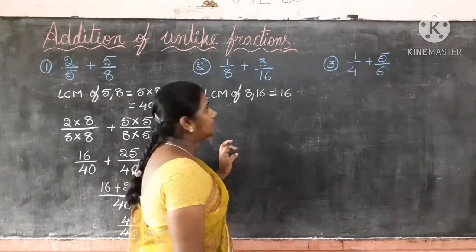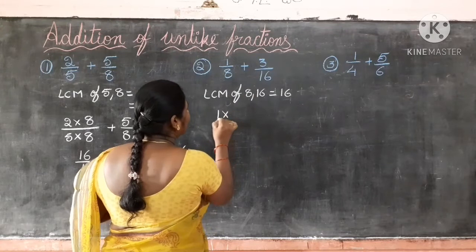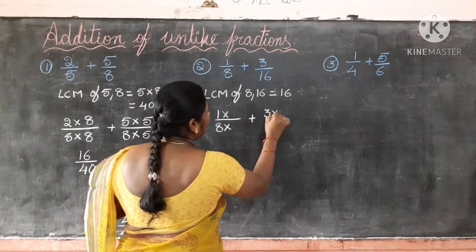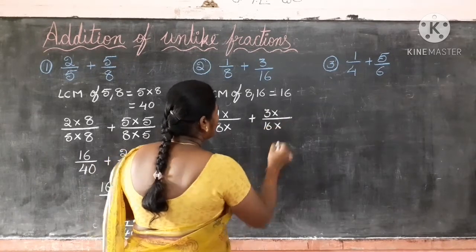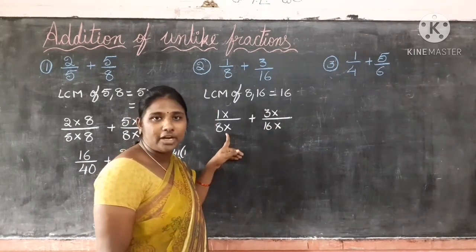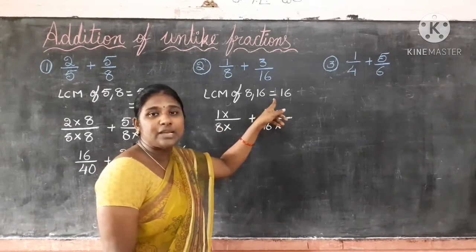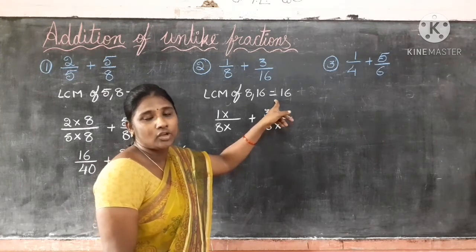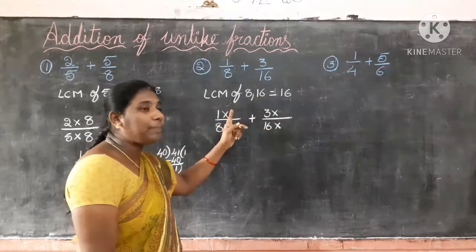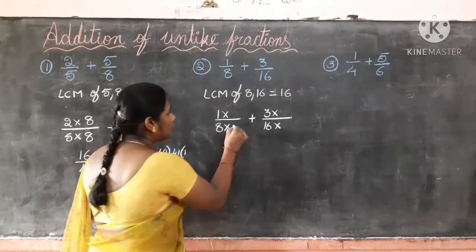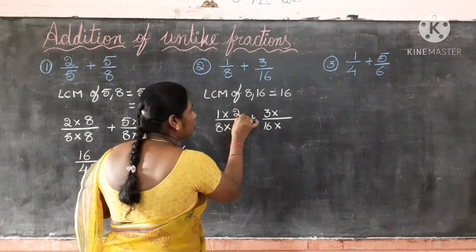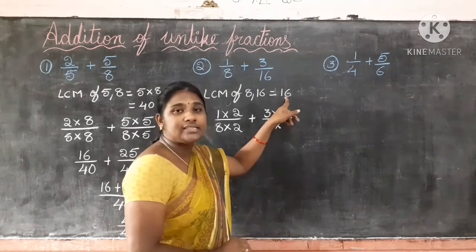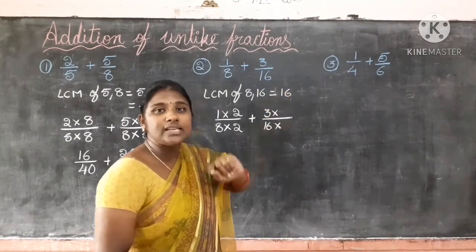LCM is 16. So first fraction 1 into by 8 into, plus second fraction 3 into by 16 into. Same as before, we find the LCM for the denominators. In this denominator's table, how many times will the LCM come? 8 times 16, how many times? 8 2s are 16. So with that 2 we have to multiply both the numerator and denominator. Multiply both the numerator and denominator with 2. Next, 3 by 16. In this 16 table, how many times does 16 come? 16 1s are 16.